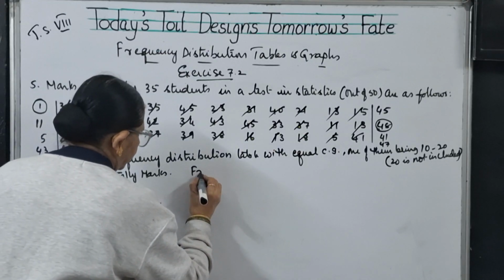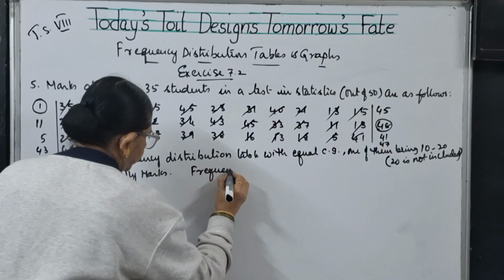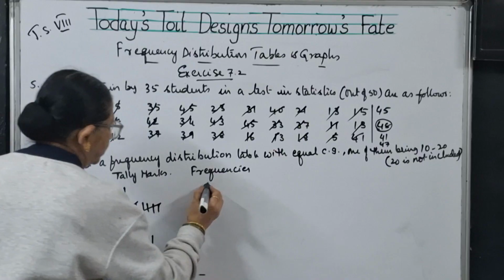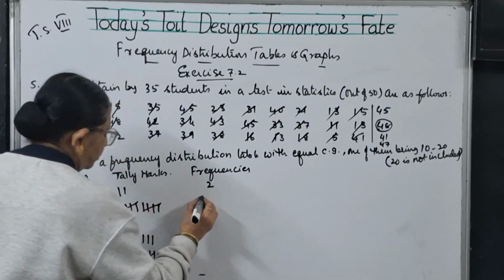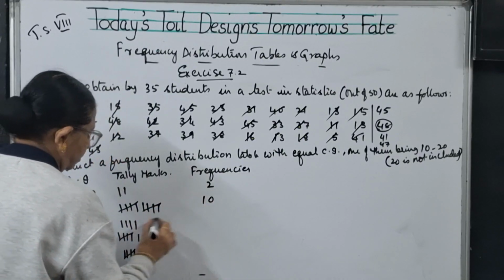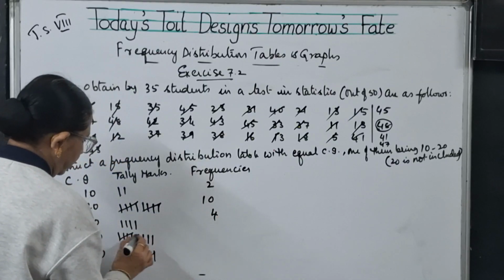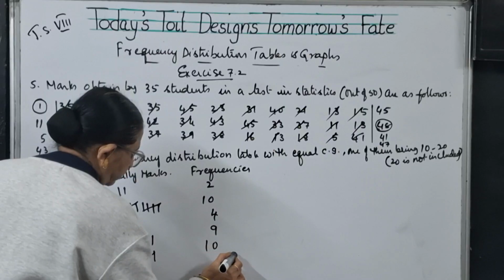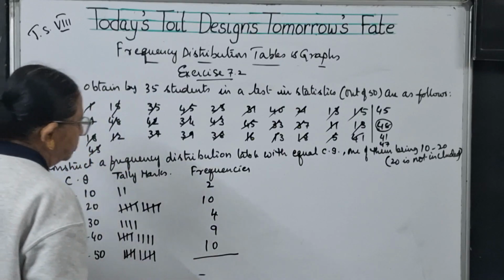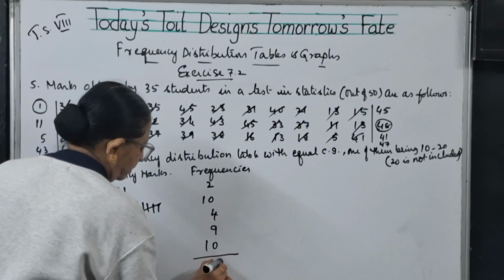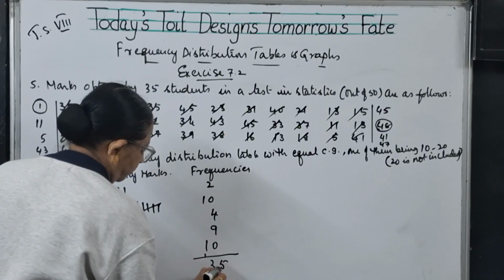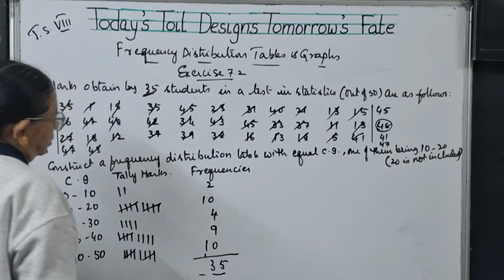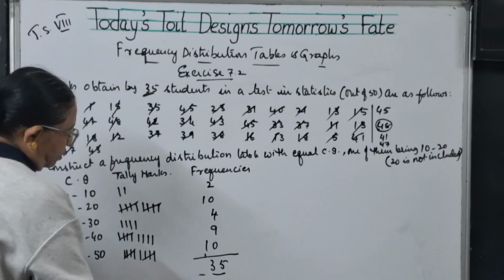Now frequencies. Here you have got only 2, 5 and 5, 10. This is 4, 5, 4, 9, 5 and 5, 10. So let us total. You see, this is 6 plus 9, 15, 35. So see, they have given 35 students. So our frequency distribution is correct.